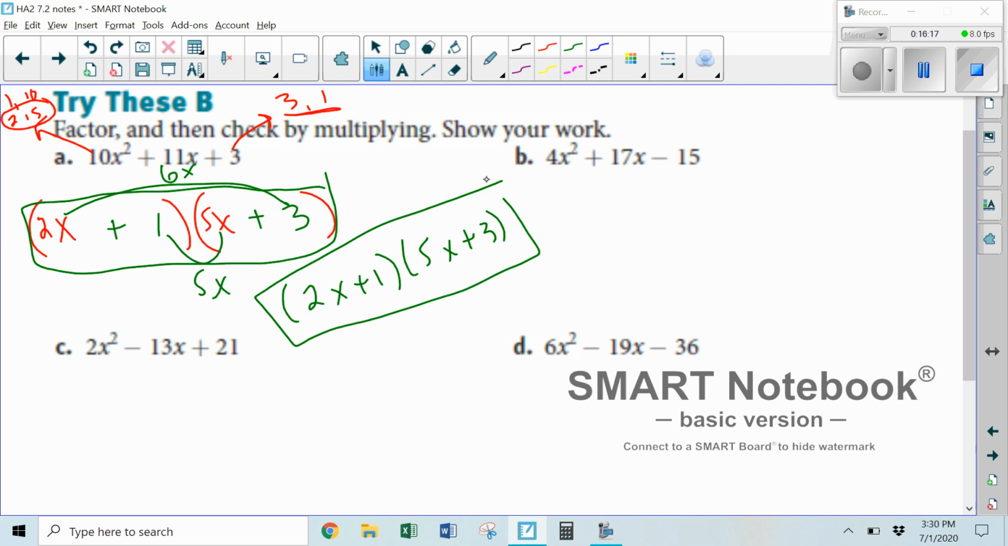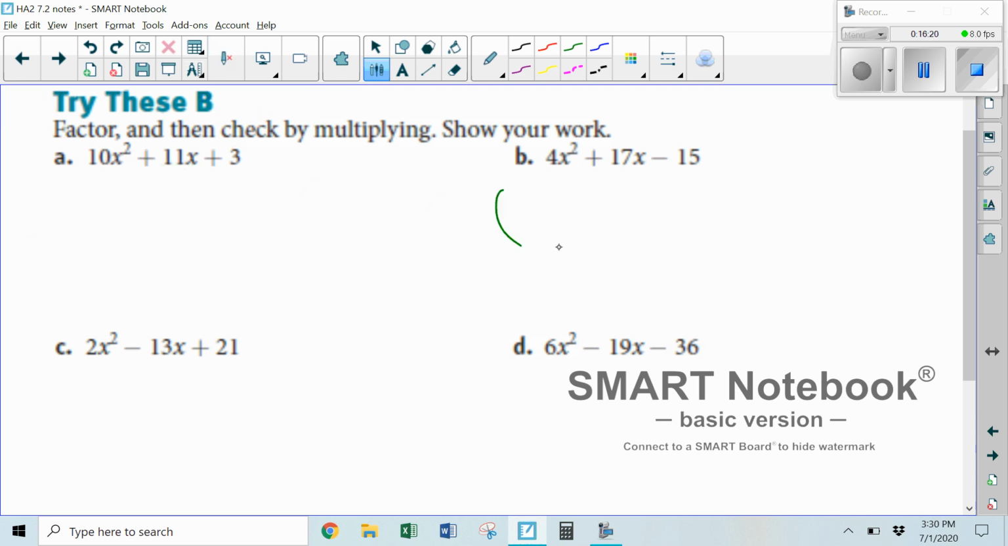Okay, so for B, 15 is a 1 and a 15, a 5 and a 3. Check the negative when you're all done. The 4 is either a 4 and a 1 or a 2 and a 2. So again, pick what you want to start with. I usually start with the A term first, so I'm going to go with a 4 and a 1. And I'm going to try 5 and 3.